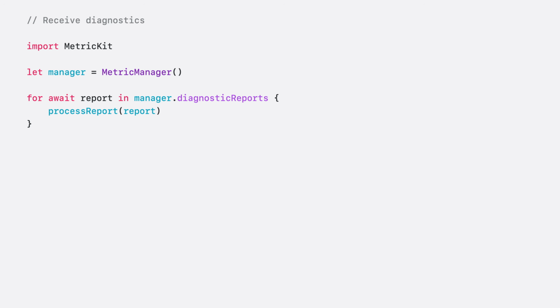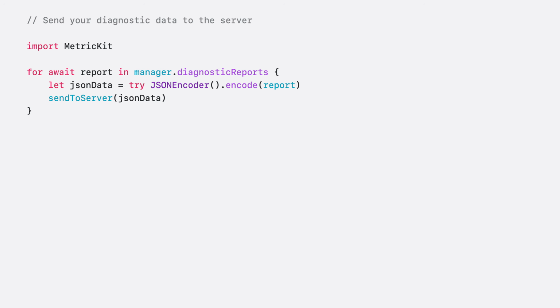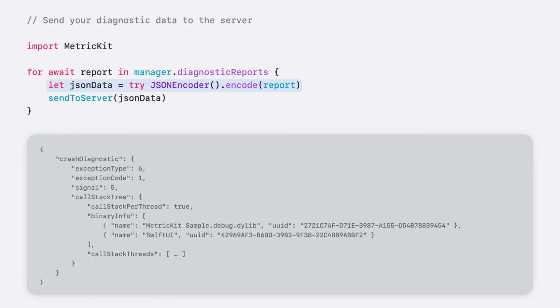To get diagnostic reports, you'll await the diagnostic reports of your MetricManager instance. Like metric reports, start listening to the stream as soon as your app launches, on a detached task or a dedicated service class. Just like metric reports, diagnostic reports are codable. This code awaits incoming diagnostic reports, then encodes them into JSON using a JSON encoder. Now, you can send all of this diagnostic information to your analytics server.